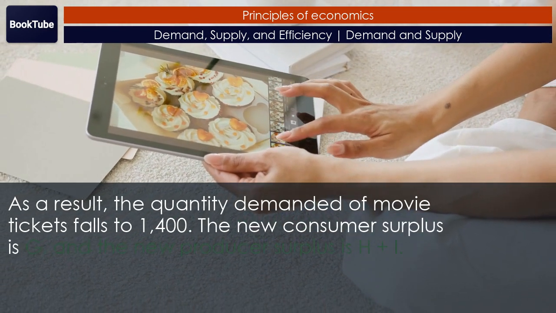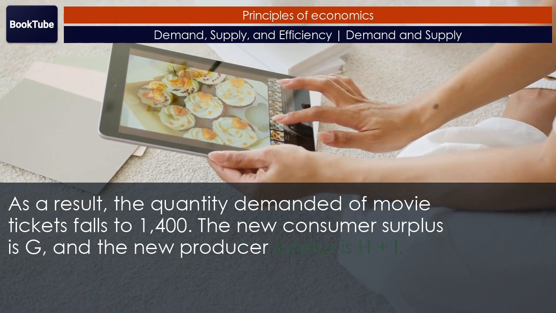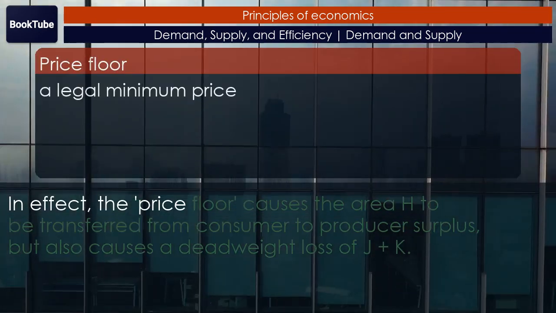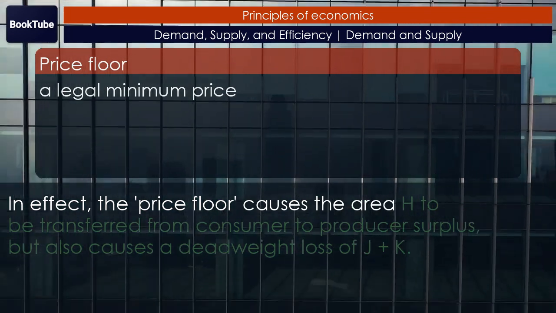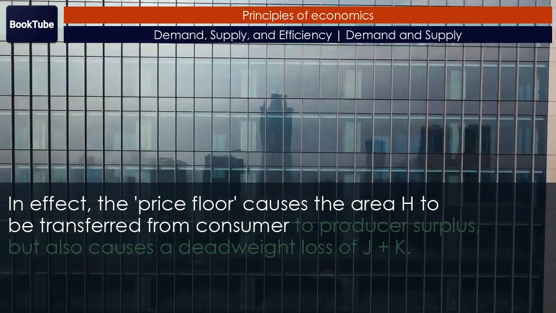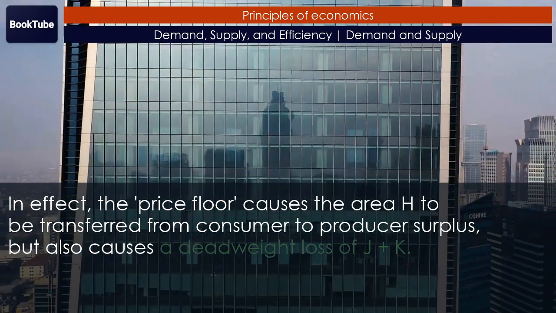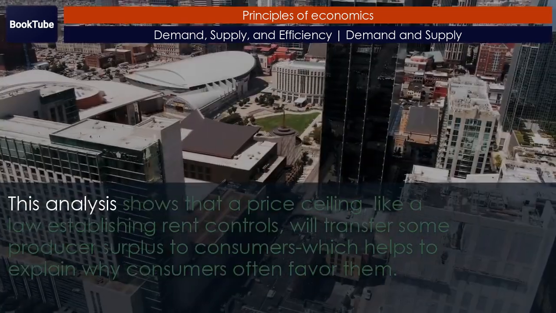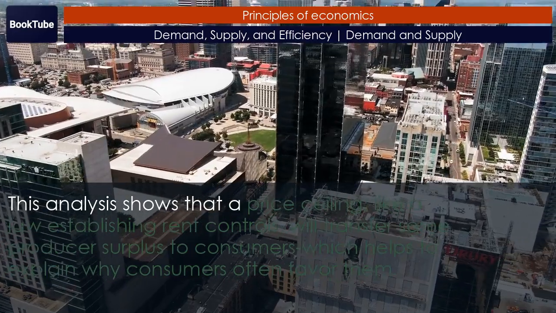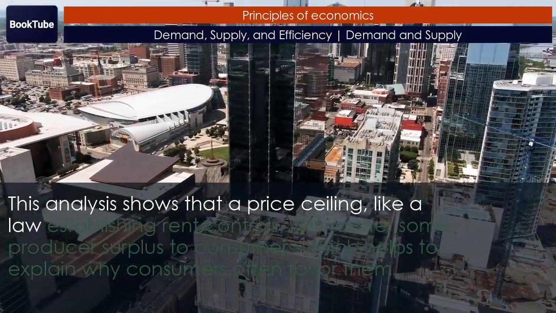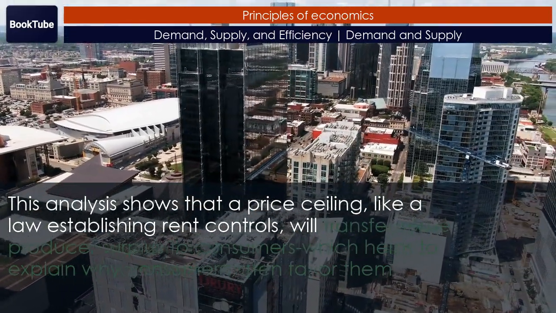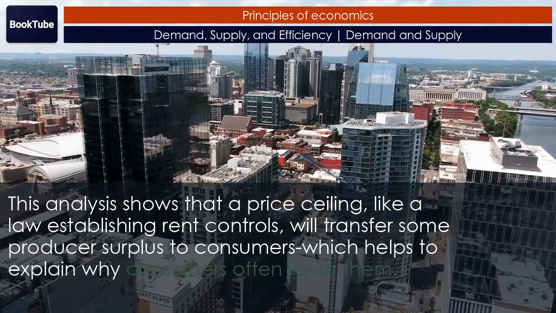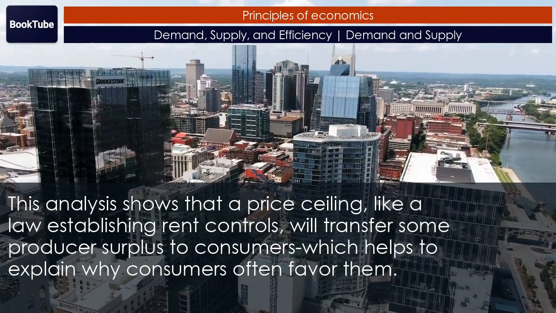The new consumer surplus is G, and the new producer surplus is H plus I. In effect, the price floor causes the area H to be transferred from consumer to producer surplus, but also causes a deadweight loss of J plus K. This analysis shows that a price ceiling, like a law establishing rent controls, will transfer some producer surplus to consumers, which helps to explain why consumers often favor them.